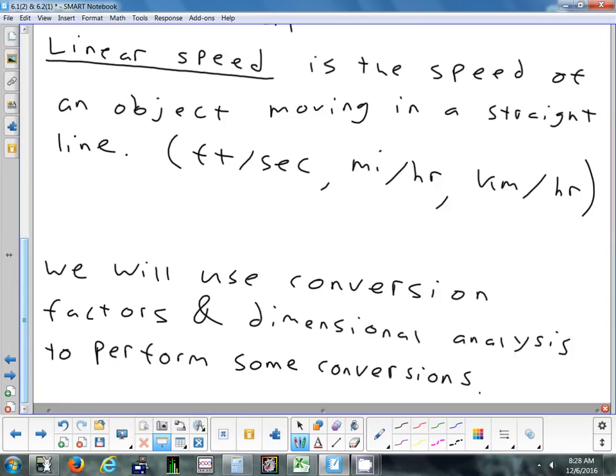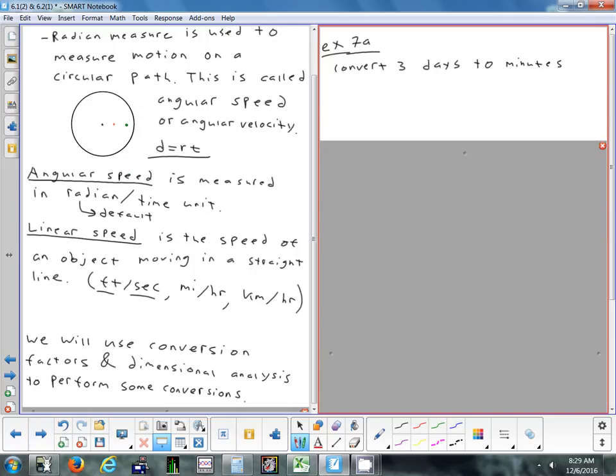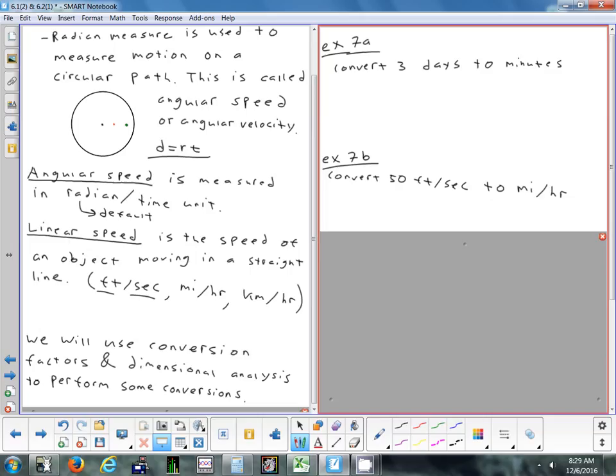So what we're going to try to do is convert between units. We'll start out with very simple conversions, conversions that don't have two components. Speed is a rate. Rates have two components, 1, 2. We're going to start with something even simpler, example 7a. Convert days to minutes. Just days to minutes, just one component. And then we'll build up to something that's a little harder. Convert 50 feet per second, which has two components to it, to miles per hour.